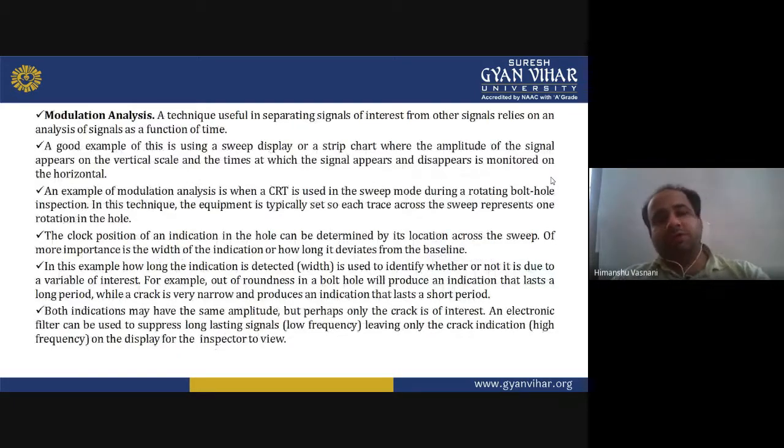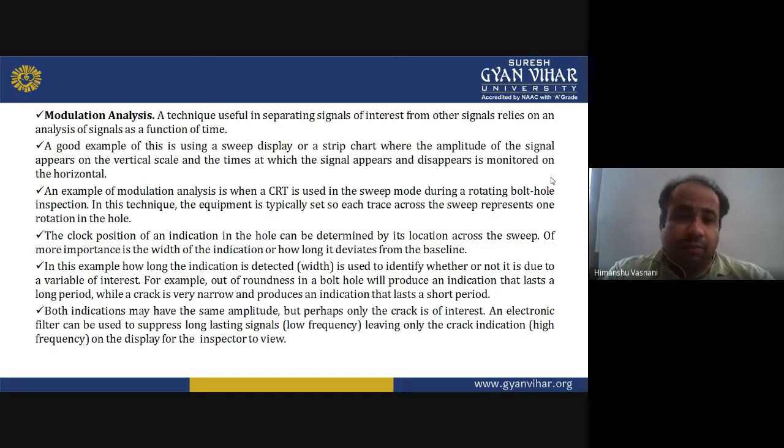Now the modulation analysis. A technique useful in separating signals of interest from other signals relies on analysis of signals as a function of time. A good example of this is using a sweep display or a strip chart, where the amplitude of the signal appears on the vertical axis and the times at which the signal appears and disappears are monitored on the horizontal. An example of modulation analysis is when a CRT is used in the sweep mode.